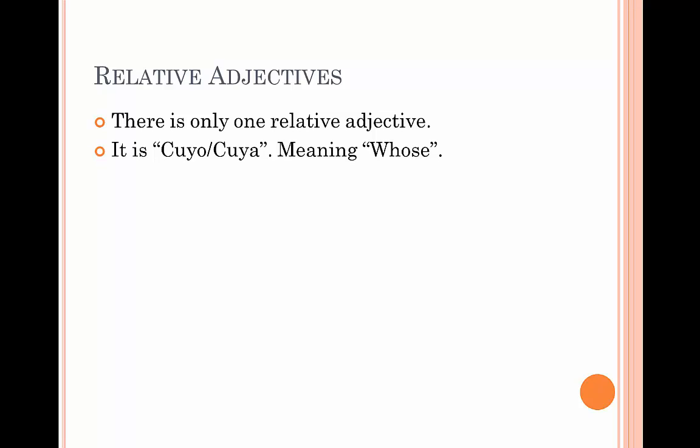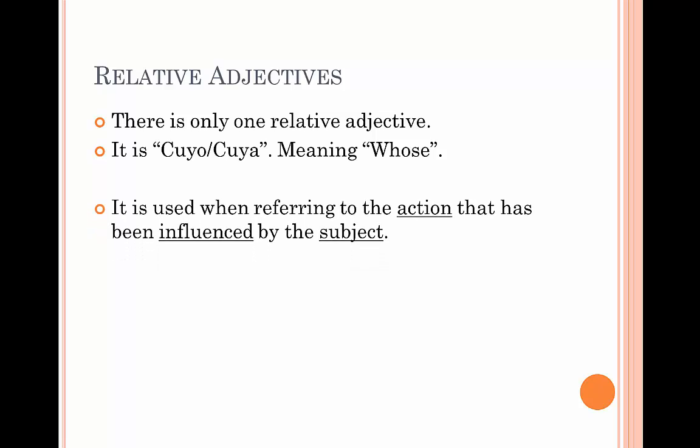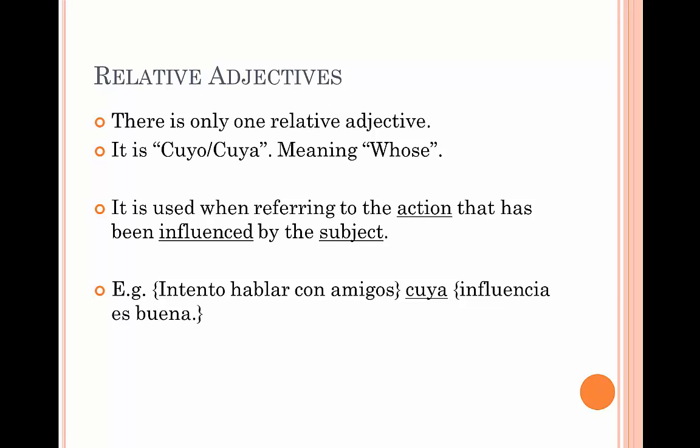Now we're going to have a look at relative adjectives. There is only one relative adjective that we use in Spanish. This is cuyo or cuya if feminine, which means whose. It's used when referring to the action that has been influenced by the subject. For example, intento hablar con amigos cuya influencia es buena. This in English means I tried to speak with friends whose influence is good.